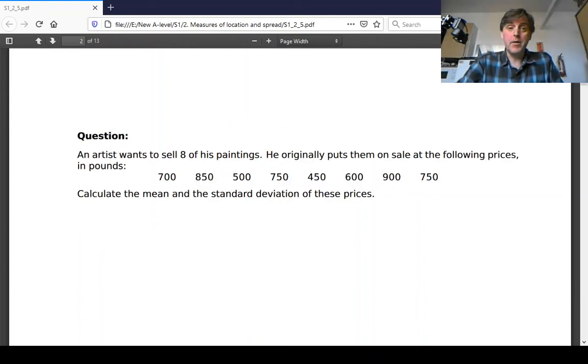Now, before we get into the idea of what coding actually is, I'd like you to just have a quick starter question here on the screen. This is going to remind you about how to calculate means and particularly standard deviations.